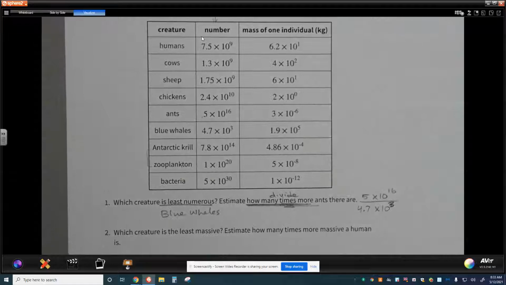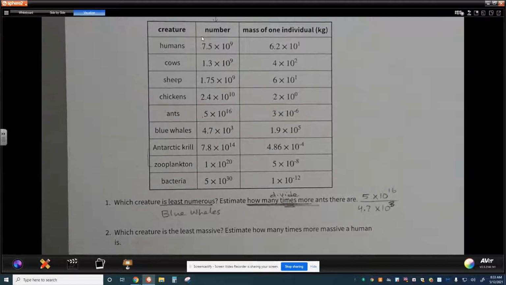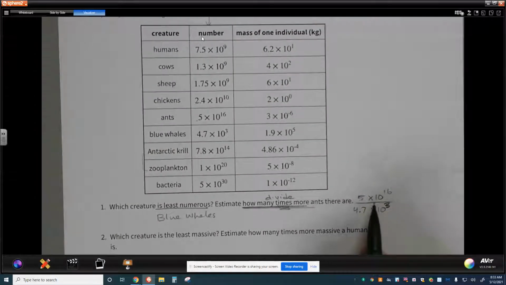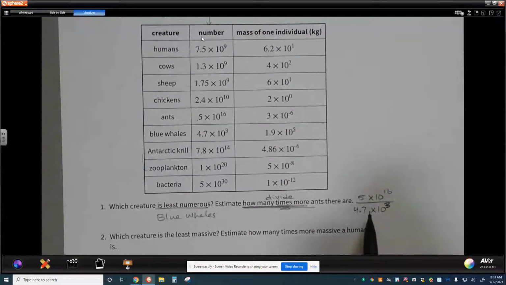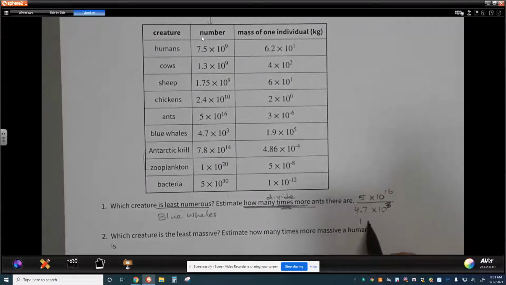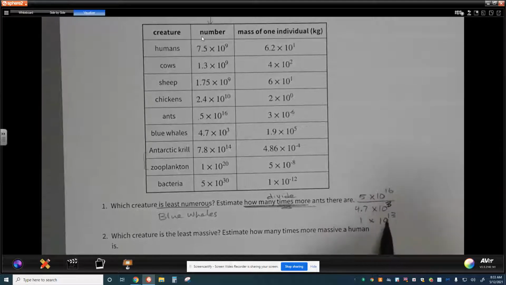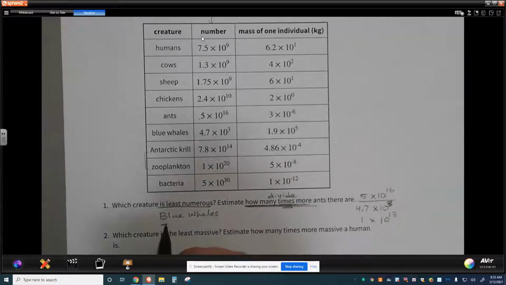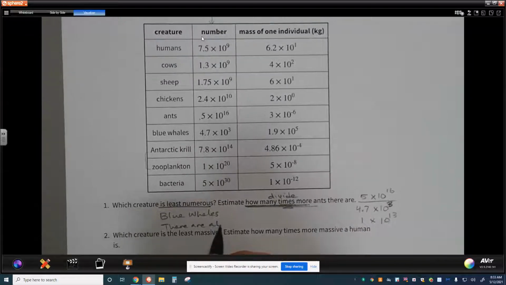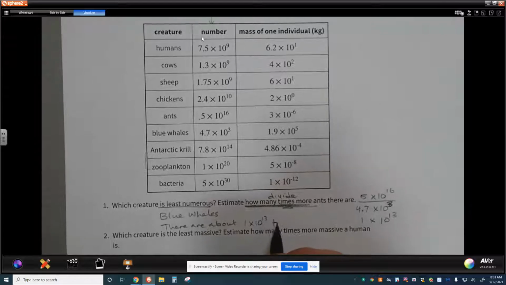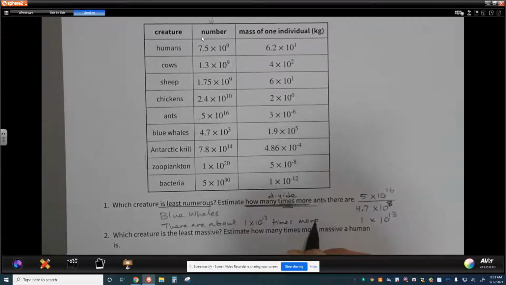Now, when we talk about estimating how many more ants there are, one of the things that we can do is say 5 divided by 4 and 7/10. Since these are such large numbers, we can use estimation to say that's pretty close to 5. 5 divided by 5 is 1, times 10 to the 16th. The quotient of powers says subtract the exponents, times 10 to the 13th power. That would mean there are about 1 times 10 to the 13th power times more ants.